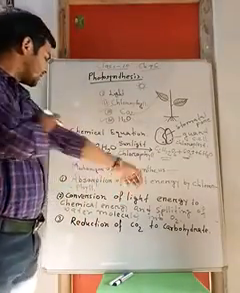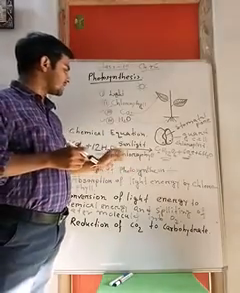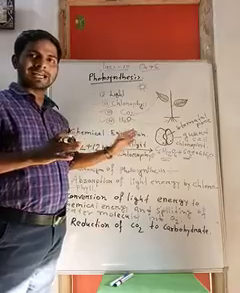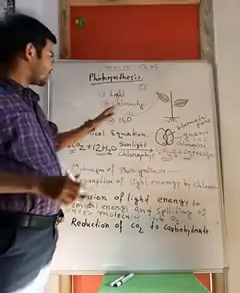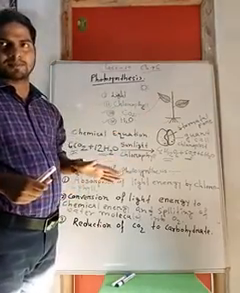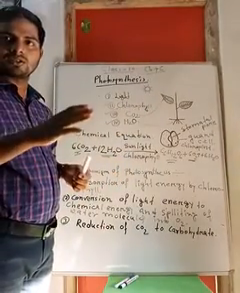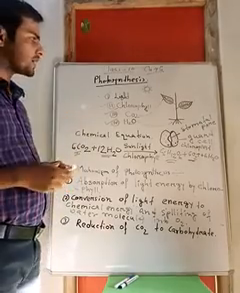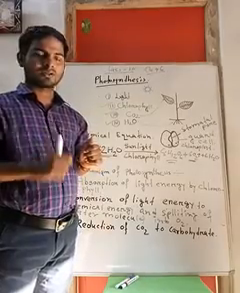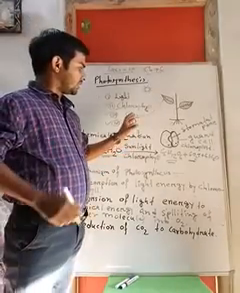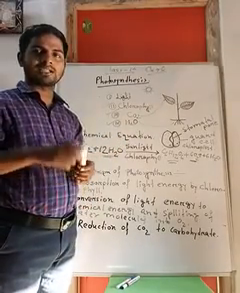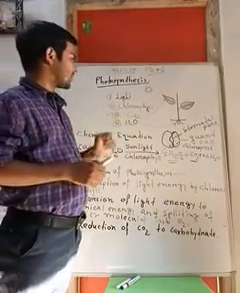Here the main important thing is the absorption of light energy by chlorophyll. So who can absorb the light energy? The chlorophyll can absorb the light energy. So here we'll discuss chlorophyll. Where is the chlorophyll present? Chlorophyll is present in chloroplast. Where is chloroplast present? Chloroplast is present in the leaf. Okay. And via stomata, the green plants collect the carbon dioxide.